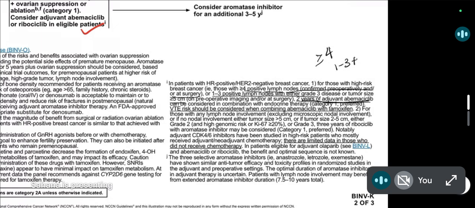And here Ki67 also. There is venous thromboembolism risk with abemaciclib and tamoxifen. So then you can give 3 years of ribociclib with aromatase inhibitors if there is thromboembolism risk.